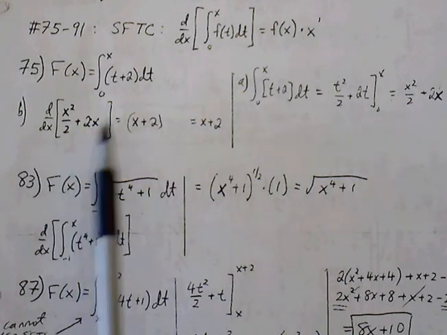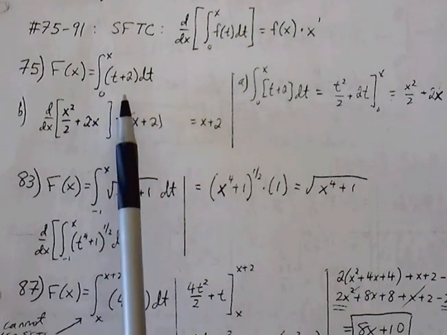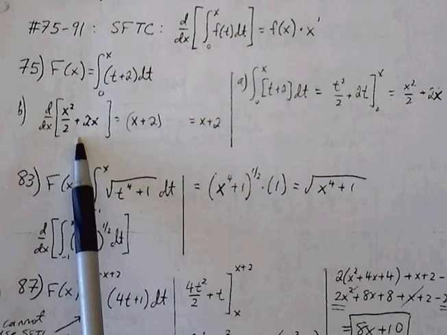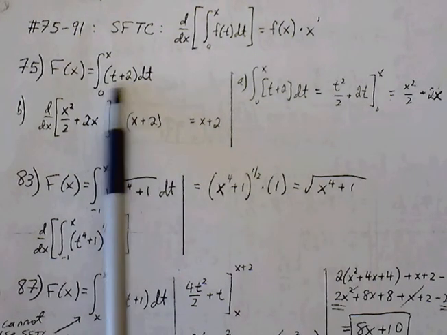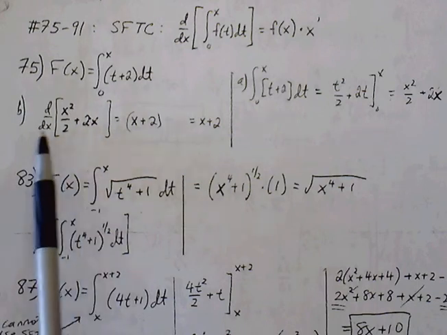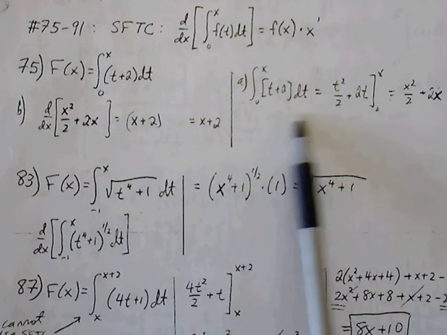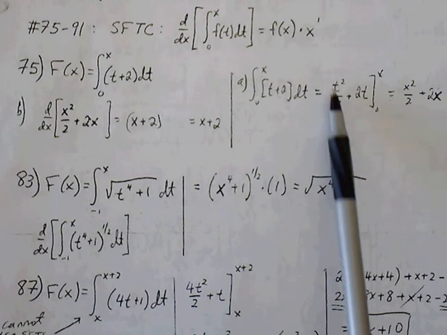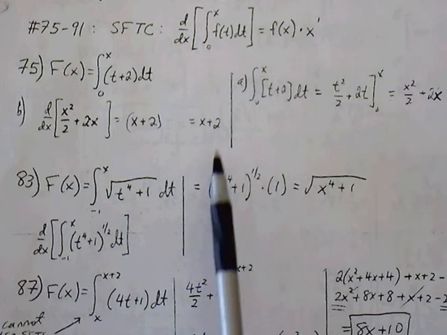For 75, we're actually going through the process of finding the integral first and then finding the derivative. So we're not using the second theorem of calculus just yet. So find the integral, we get x squared over 2 plus 2x, then find the derivative, and that's going to come out to be x plus 2. Now, if we did use the second theorem of calculus, we will get x plus 2 as well. Okay.